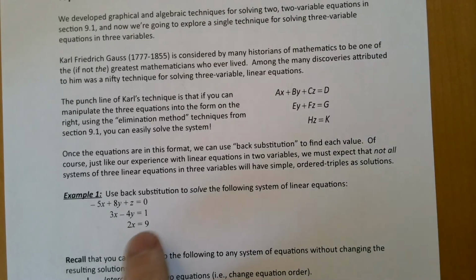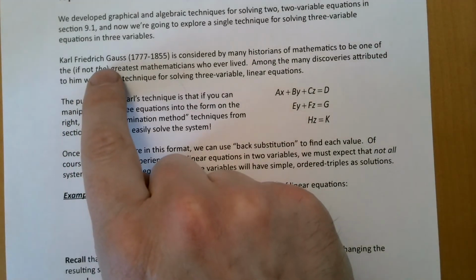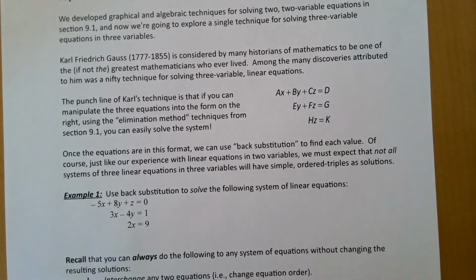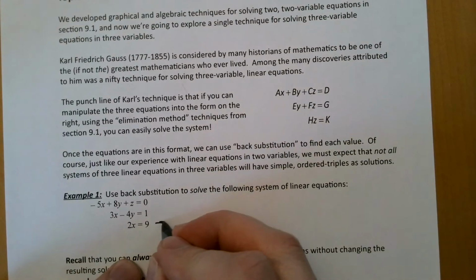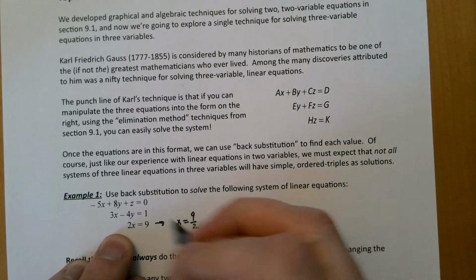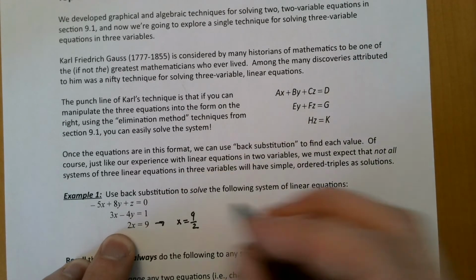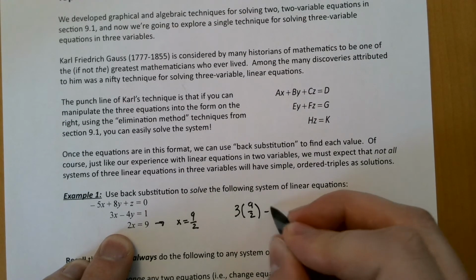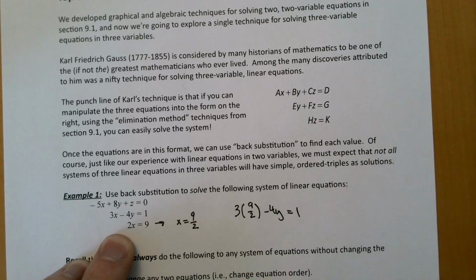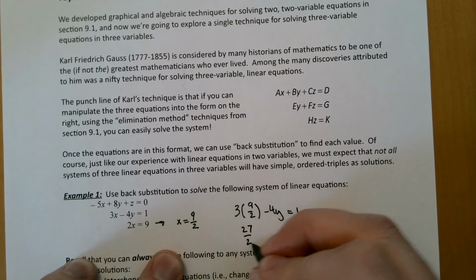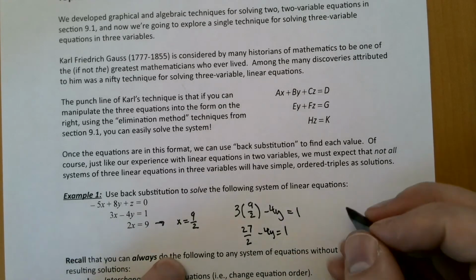So if we started with this one, note that this is in our Gauss's technique where we already have a single variable equal to a value. I would argue maybe we should have written this like x equals 9/2, but you can't argue with Gauss, right? So what we do is we now take this 9/2 and plug it back into the next equation, and we'll get y. So we have 3 times 9/2 minus 4y equals 1. Oh, man. So that's 27/2 minus 4y equals 1.